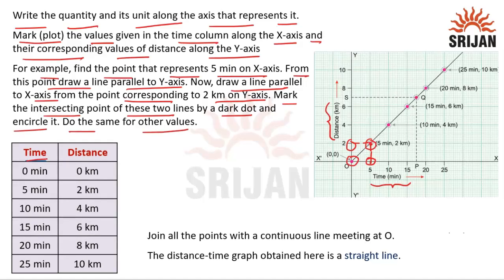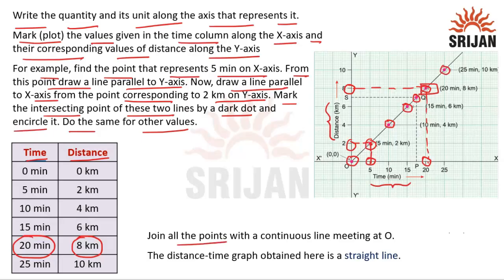We are marking it and encircling it, and do the same for the other values. So from the time column we are taking different times, like we are taking here 20 minutes, and from the distance column we are taking the corresponding value of distance like 8 kilometer, and we are finding them on the graph. Say this is 20 minute on the x-axis, and this is 8 kilometer on y-axis. So we are now drawing the perpendicular lines, and from the lines we get the intersection point. We are marking and encircling it, and same we are doing for all the points of intersection.